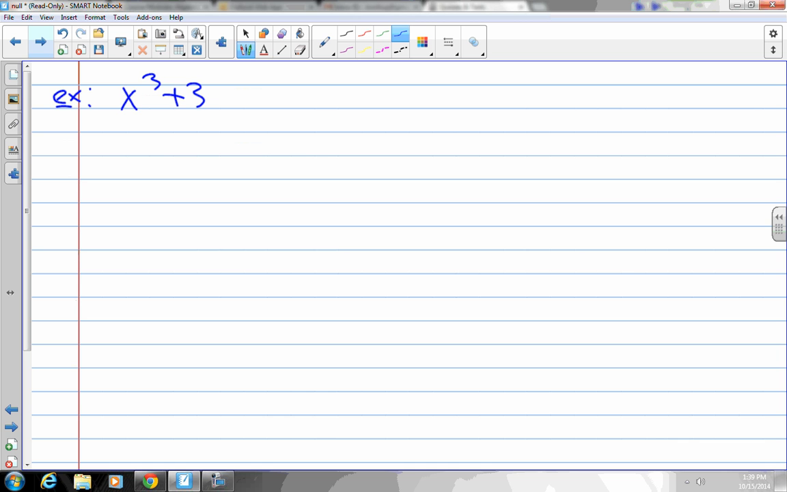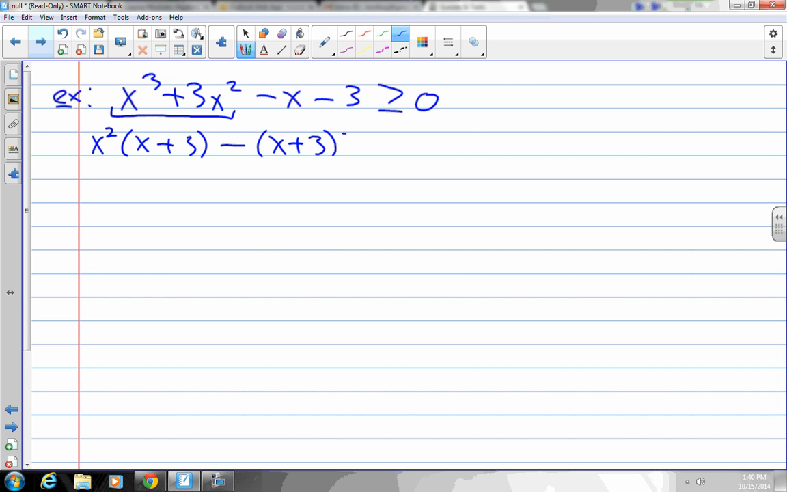x cubed plus 3x squared minus x minus 3 greater than or equal to 0. So first, polynomial, 4 terms, nothing in common. I want to find all the zeros, so I should be factoring that thing. How do you factor that thing? By grouping. So you look at the first 2 terms, pull out the x squared, leaves you with x plus 3. The next 2 terms, pull out a negative, leaves you with x plus 3.